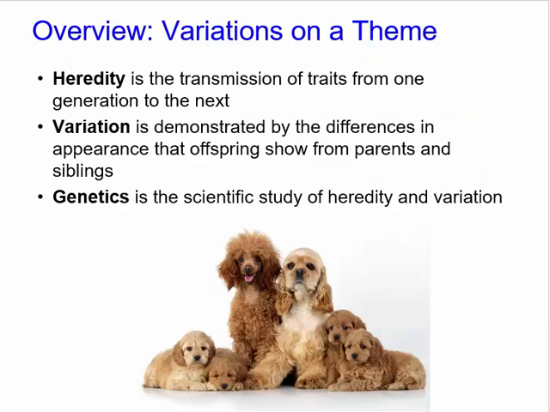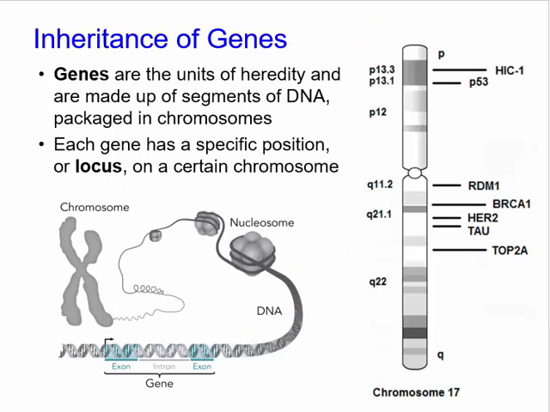Now, it's helpful to introduce some general terms and ideas as we get into this. Probably most of these things you're already familiar with. So heredity is the transmission of traits from one generation to the next. Variation are some of those differences that you see in offspring relative to the parents and the offspring relative to each other, so between siblings. And then genetics is the study of these two things. And so ultimately, it's genes that are being passed from one generation to the next.